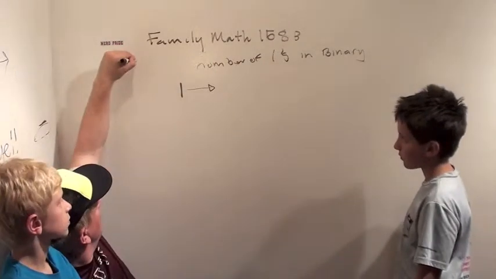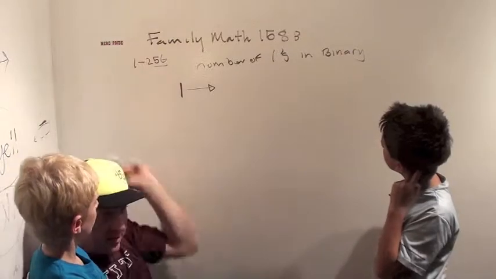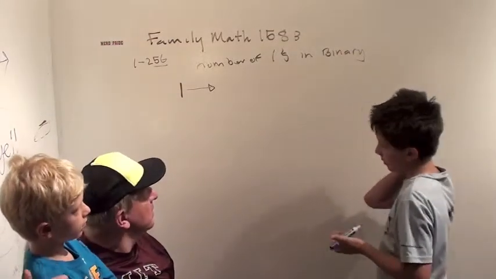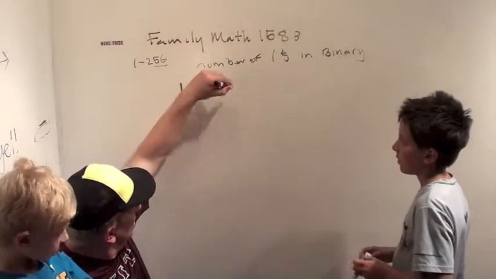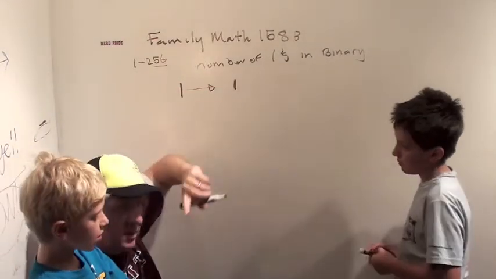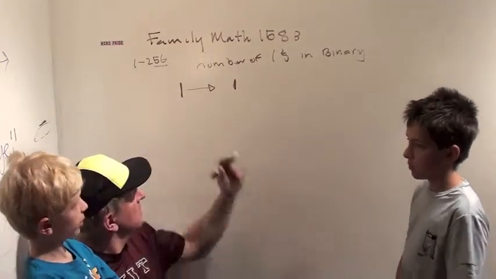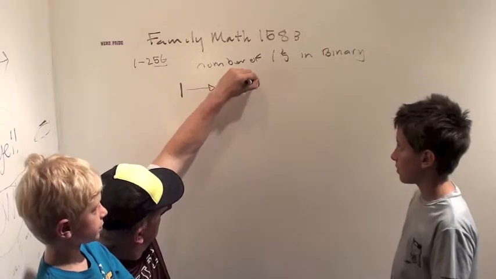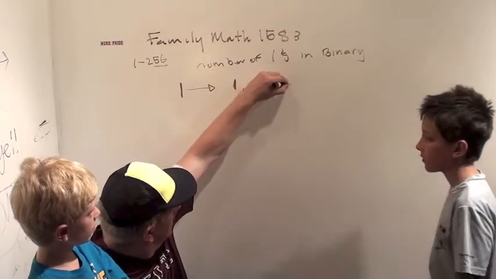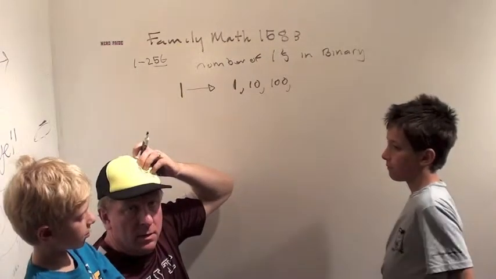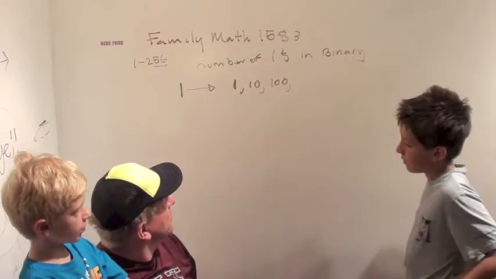Remember, we're going from 1 all the way up to 256, which we said in binary is 1 followed by 8 zeros. Can you tell me a number that has 1, 1? Well, 1. Hold on, what's next? 2. What is that in binary? 1, 0. Then 1, 0, 0, which is 4. It looks like all of the powers of 2 are going to have 1, 1.